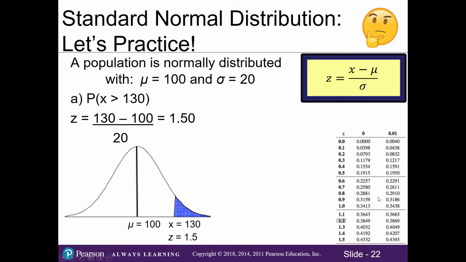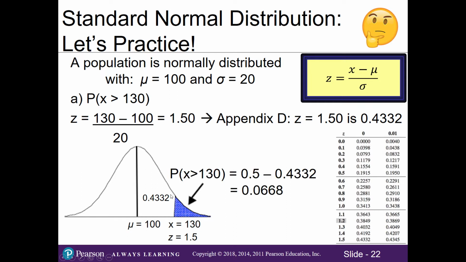Then I'll go to my appendix, look for my z at 1.5, and I do not have a second number, or it represents 0. So I'm going to look at this number right here of 0.4332. So that's what the appendix tells me for the area between my mean and my z value. But that's not the value I want to know. I want to know the shaded area. Since I know this half of the curve is 0.5, I'm going to have to subtract my area found from the appendix from 0.5 to give me the shaded area at 0.0668 or 6.68%.